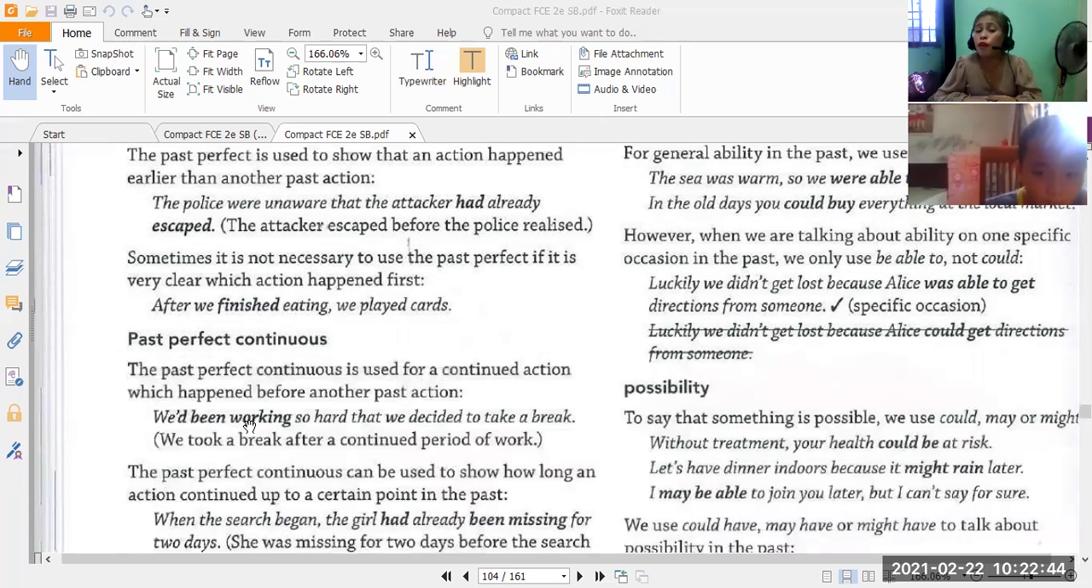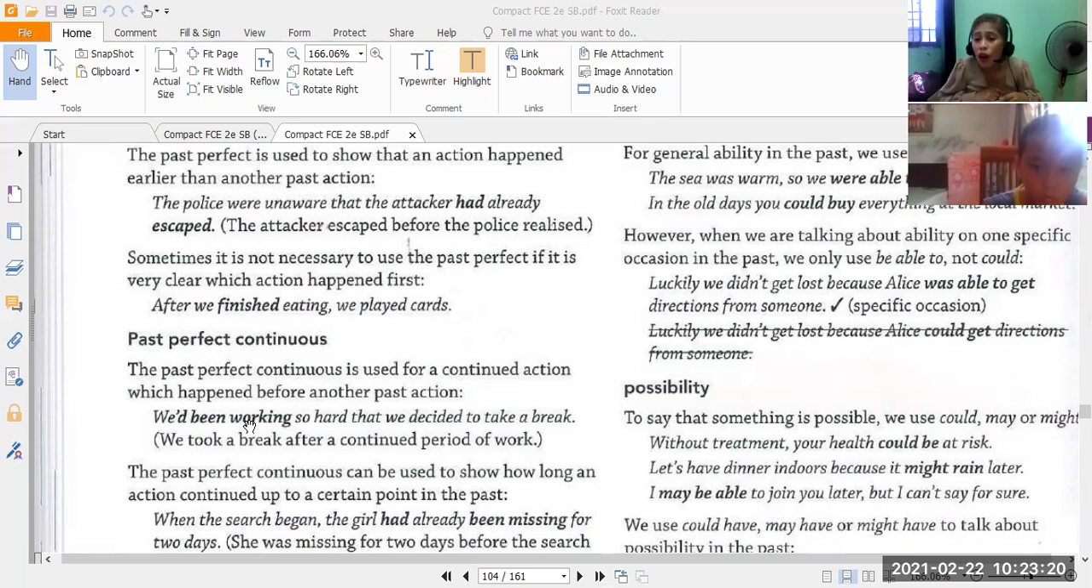When we say past perfect continuous, it's used for a continued action which happened before another action. It's not earlier, it's only before. So the past perfect is earlier than the first action. But the past perfect continuous is the continuous tense of the verb that happened before another action. So before, it's not early. Past perfect is early, past perfect continuous is before another past action.